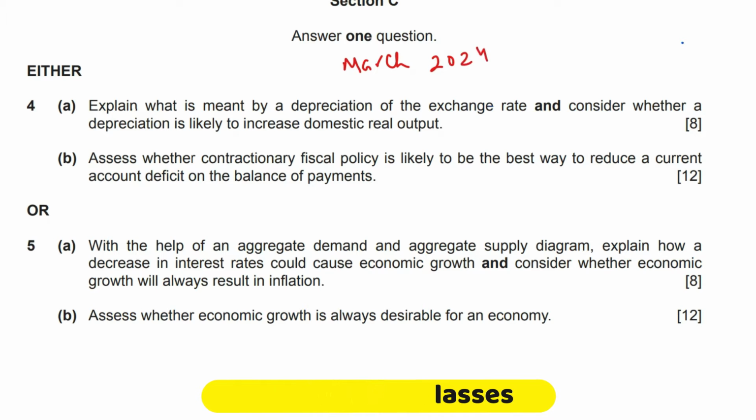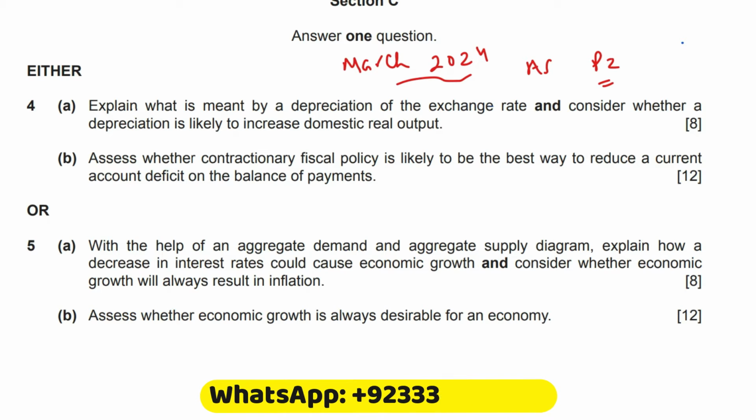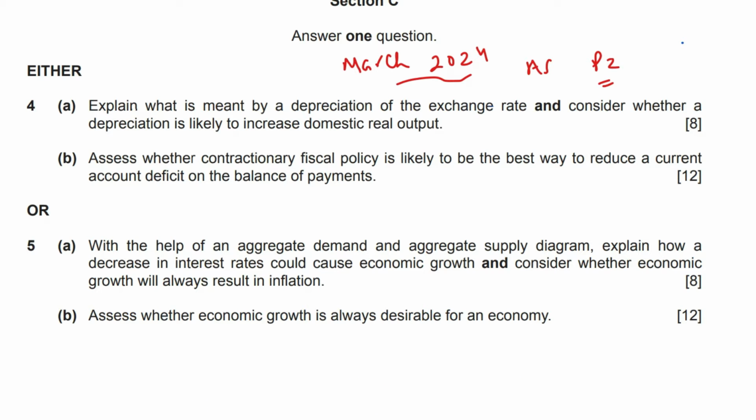This is the last question of the March 2024 exam series, AS Economics paper 2. I have already explained all the questions and answers from sections A and B, and question number 4 of section C as well. If you are interested, go to the playlist of AS Economics paper 2 and watch those videos. Now I'm going to explain question number 5.